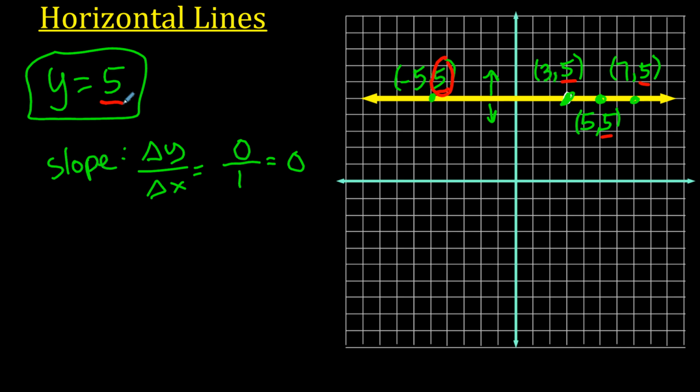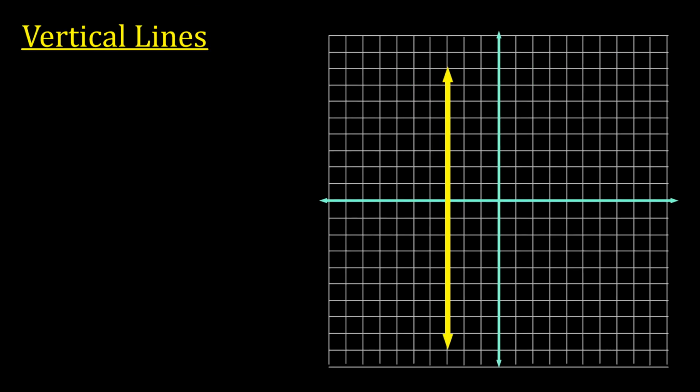So let's look at vertical lines. And the same idea, let's plot a couple points on here. So this point here is going to be negative 3, 0. Let's find another one. This point is negative 3, 4. This one up here is negative 3, 7. You probably get the idea already, right? We go down here, we get negative 3, negative 5.